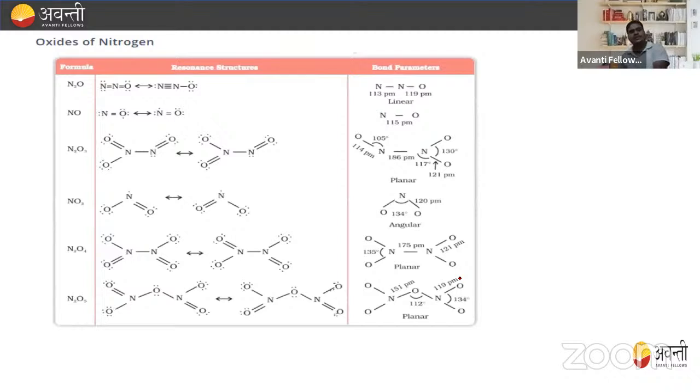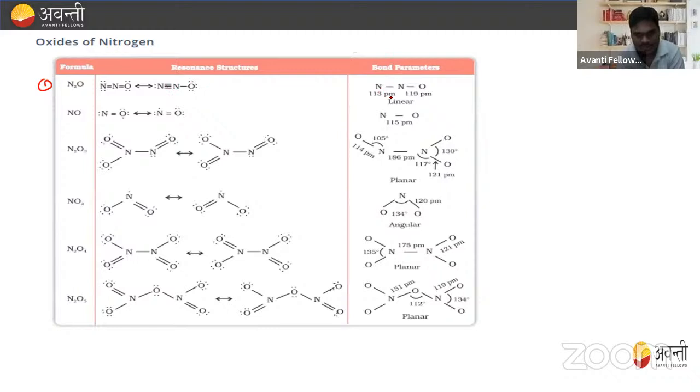Now, these are some oxides of nitrogen, which play a very important role. I'll put the table here so that you can learn this easily. The first oxide is N2O. N2O has resonance structures like this: N, N, and O, and also like this: N triple bond N, and O.